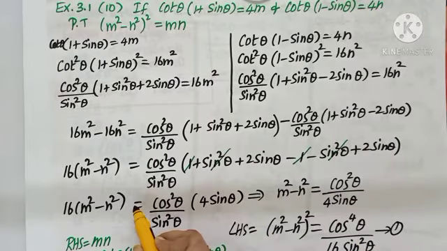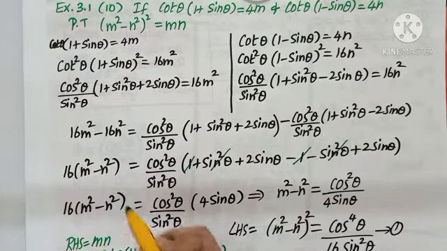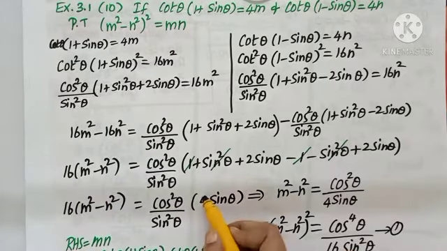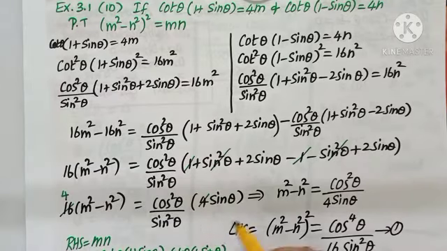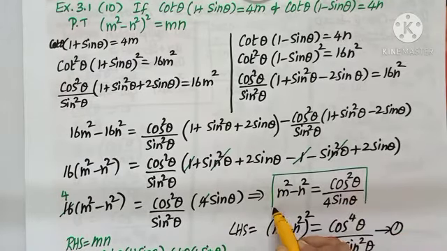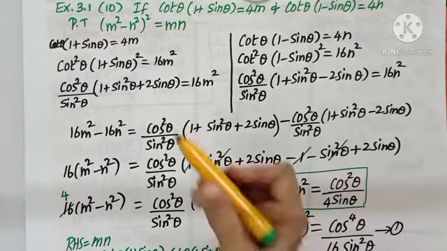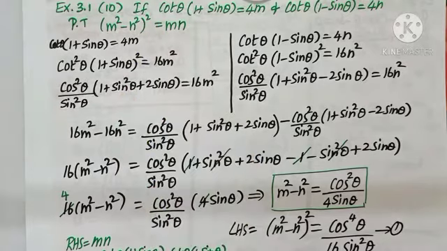In the LHS, we have 16 common into m square minus n square. You can cancel this 4 with 16, 4 times. Now bring 4 down, and that is m square minus n square. The question is m square minus n square the whole square. Square and write, mark it as 1, that is LHS.